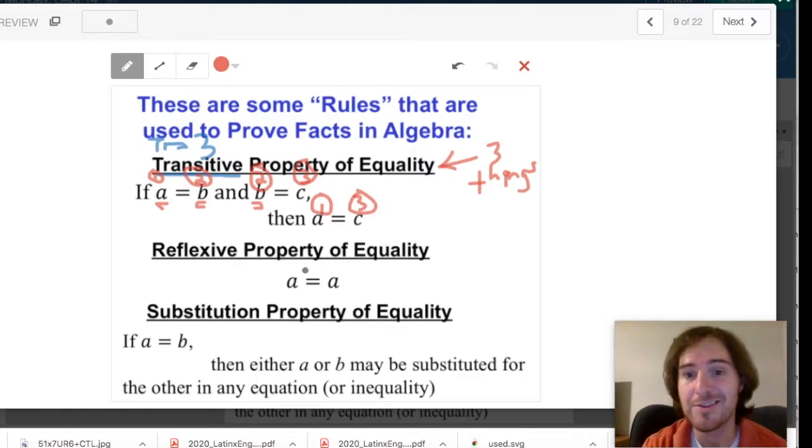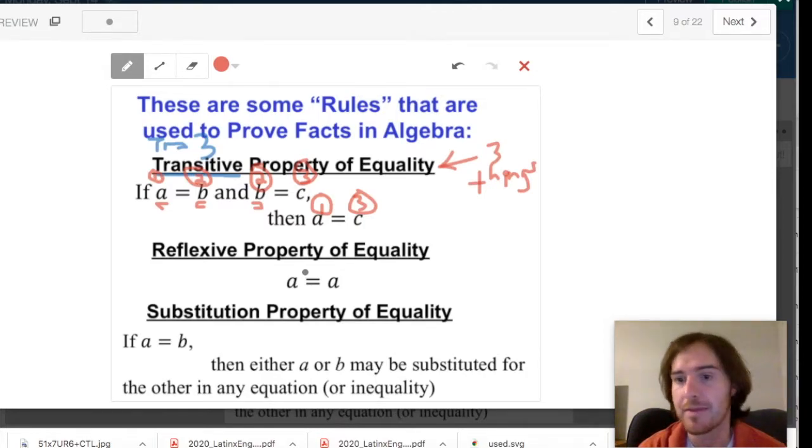Reflexive property of equality, this one's actually pretty important and comes up a lot, but it's one of the easiest rules you'll have to remember for the whole year. So reflexive property of equality, A equals A. What do you think that one means?